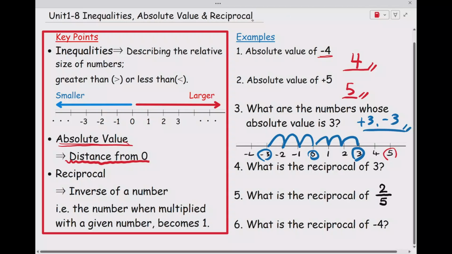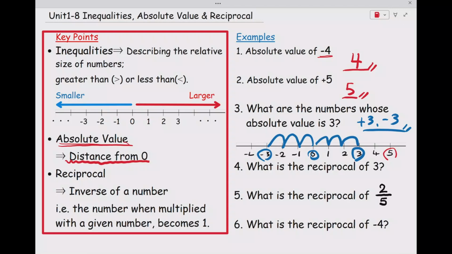In summary, if you were asked what is the absolute value of -3, then, the answer would be 3. But if you were asked, what are the numbers whose absolute value is 3? Then the answer would be +3 and -3. Okay.